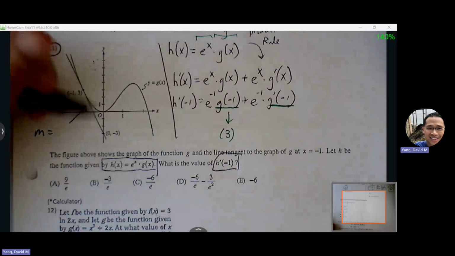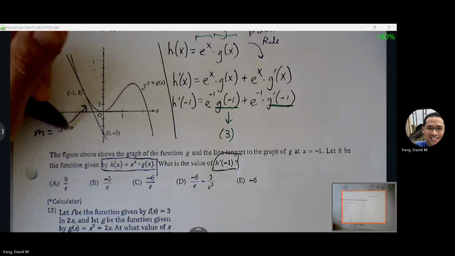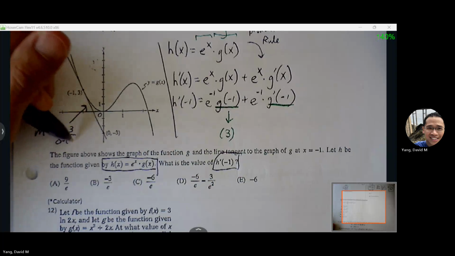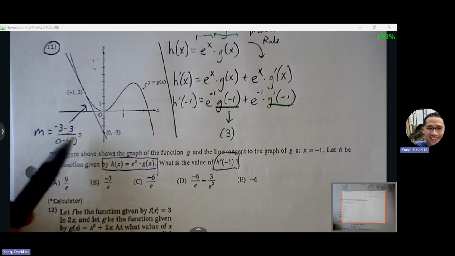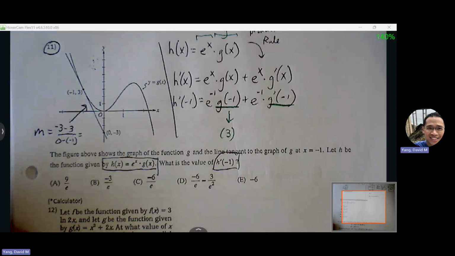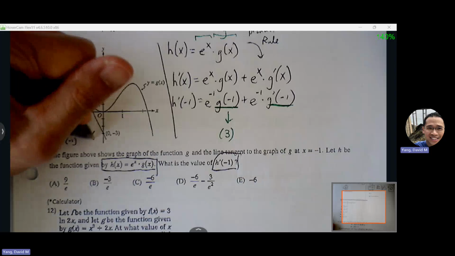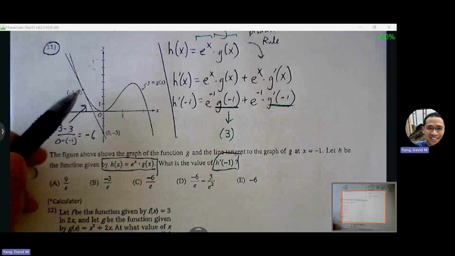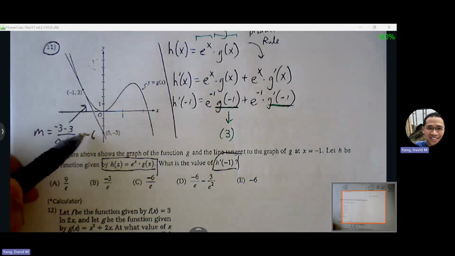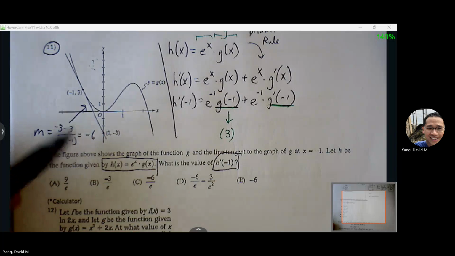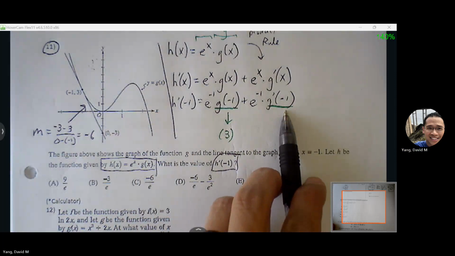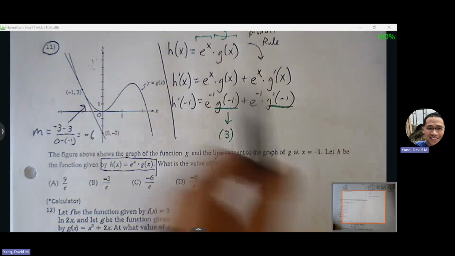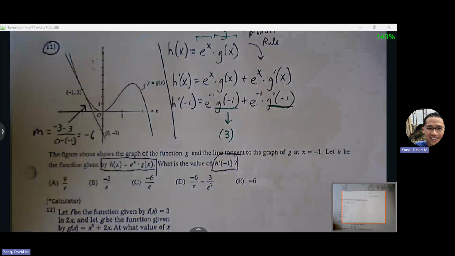So the slope of the line is just change in y over change in x. So -3 minus 3 over 0 minus -1. I get -6 over 1, which is -6. So the slope of this line is -6. You can also do rise over run. You can count down 6 over 1. And so that's our slope. Slope of the line is the same as slope of the curve because they're tangent to each other.